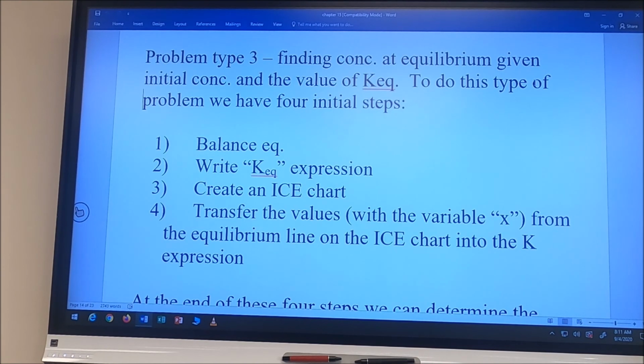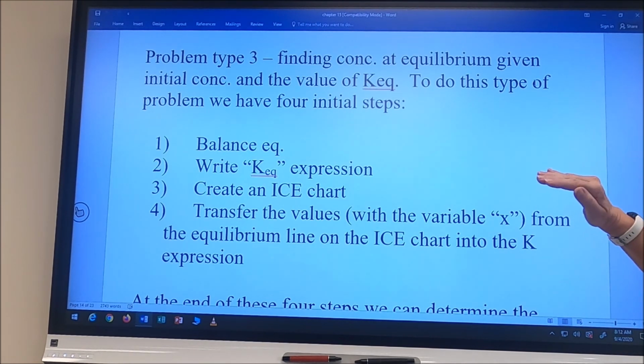Because when we're studying equilibrium chemistry, what we're interested in is how much product I can really get out of this reaction. So we always do 4 things before we think about anything else. We balance the chemical equation, or check it for balance. We write the equilibrium expression. We create an ice chart. We transfer the values with the variable x from the equilibrium line of the ice chart into the equilibrium expression. And then we choose a solving procedure.